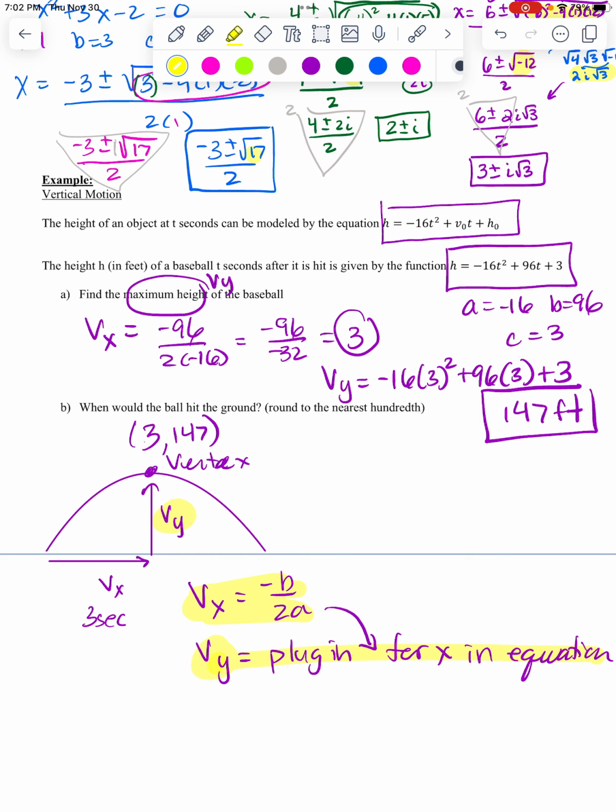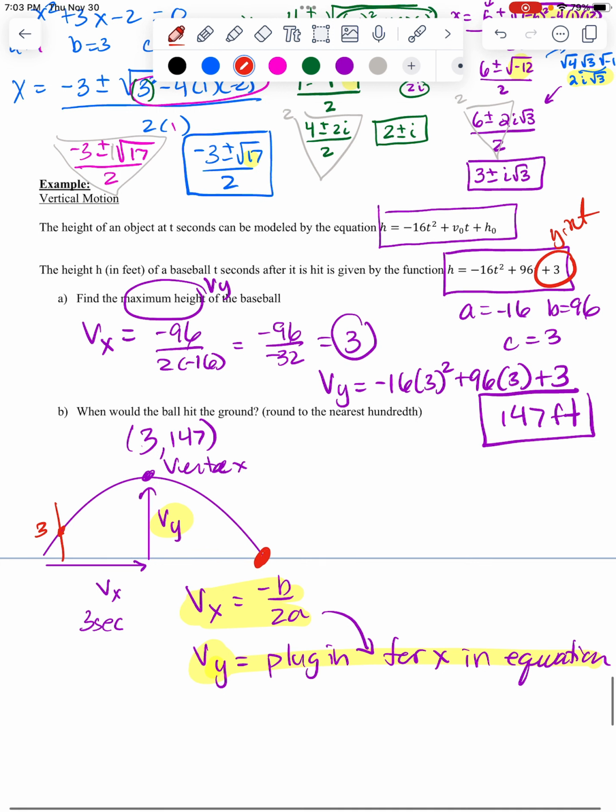This is something we didn't know how to do at the beginning of the chapter. It says, when would the ball hit the ground? So it's interested in this spot over here. This one didn't start on the ground because the kid threw it. And if you remember from the beginning of the chapter, this is my Y-intercept. So it started 3 feet off the ground. It got thrown up and it's landing here. So it's hit by the ball, I should say.